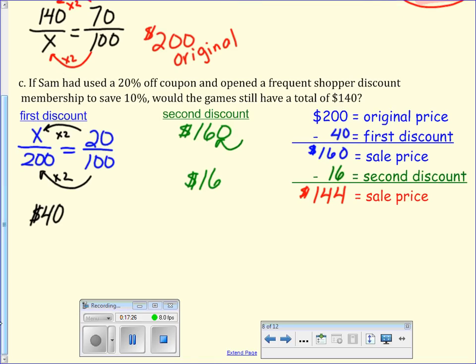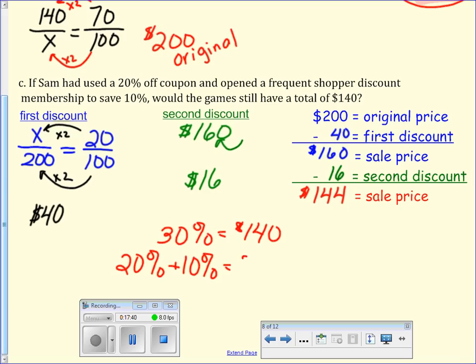So now let's compare them. When it was 30% off, we paid $140. When it was 20% off plus 10% off, it was $144. How'd you get 144? Because after I took off the first discount, the price was $160. Then I took off the 10% coupon, which was $16 off. So 160 minus 16 is 144.